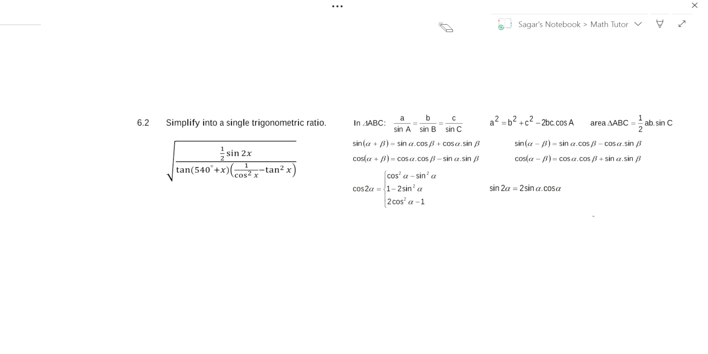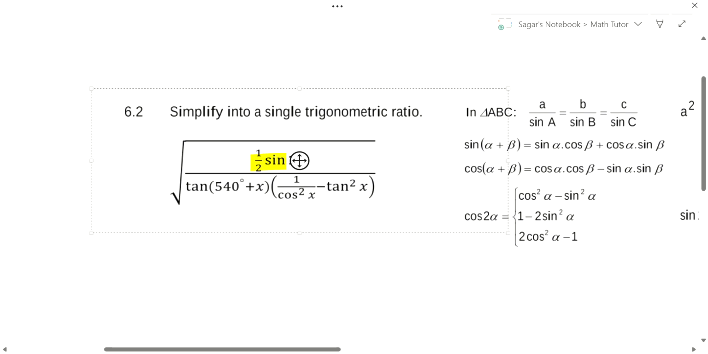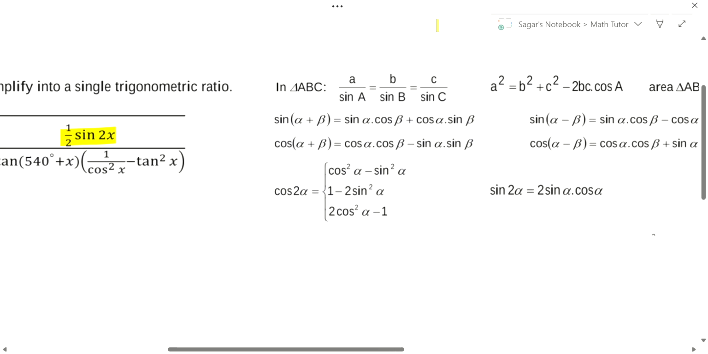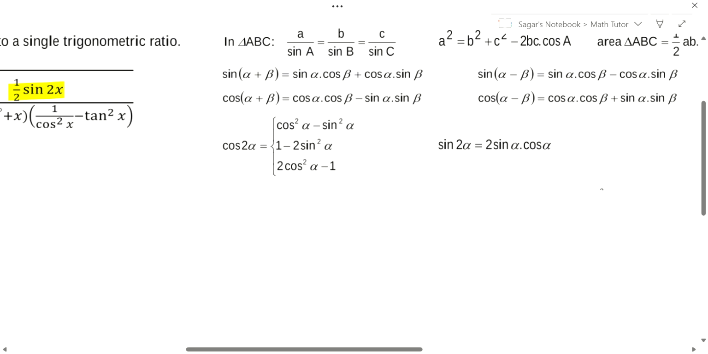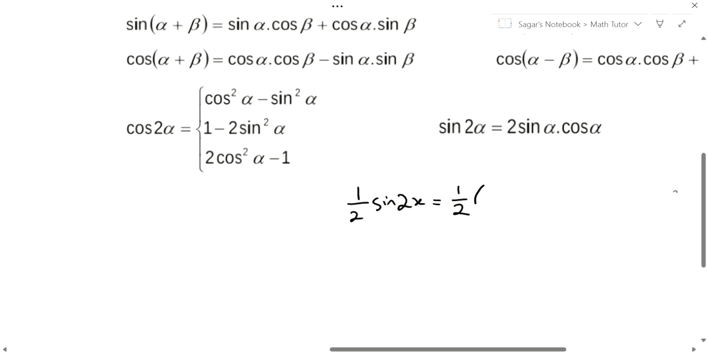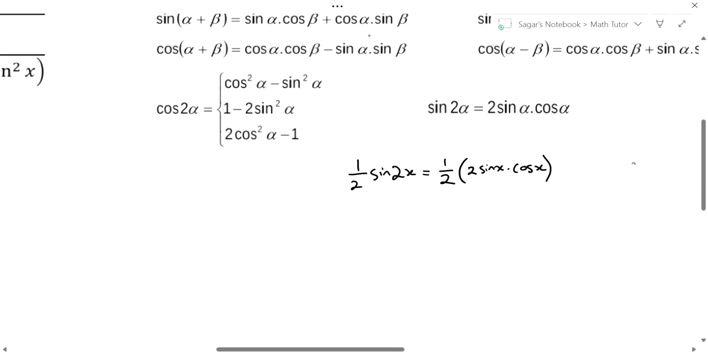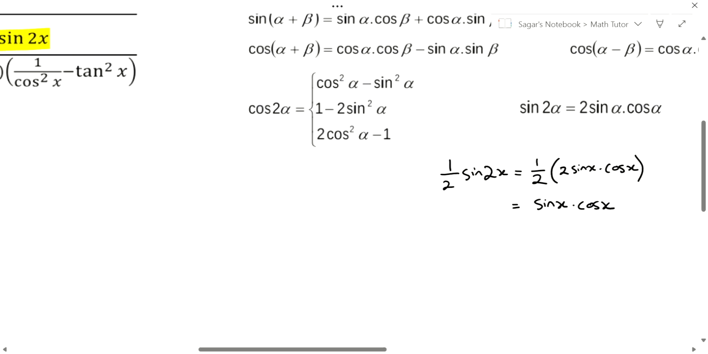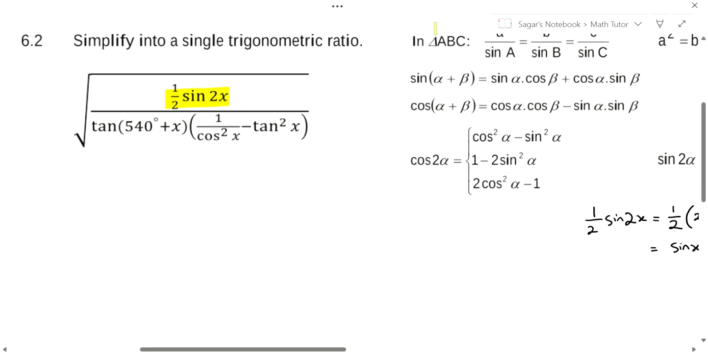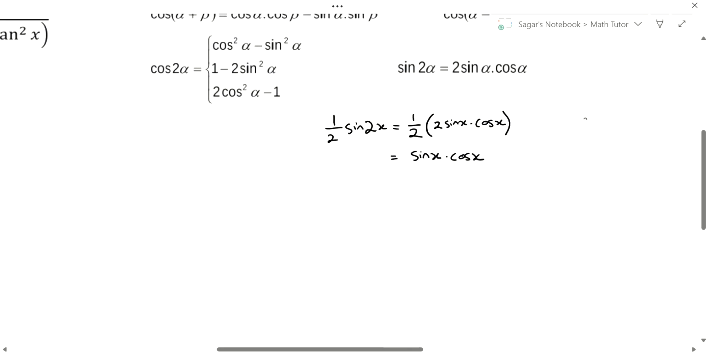So in the numerator, we've got half sine 2x. Let us write that down here. Half sine 2x is equal to half, open brackets, 2 sine x multiplied by cos x. We further simplify, we get sine x multiplied by cos x. Let us now look at tan (540 plus x).